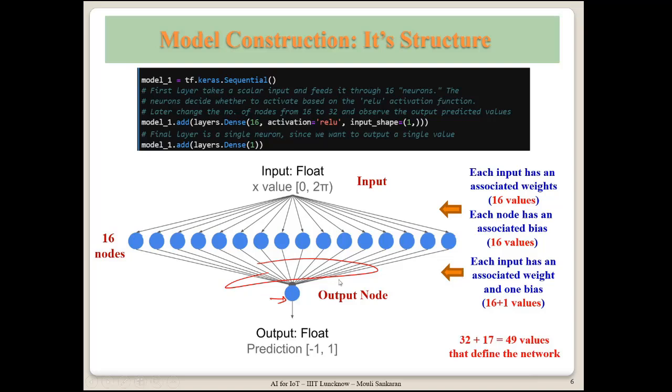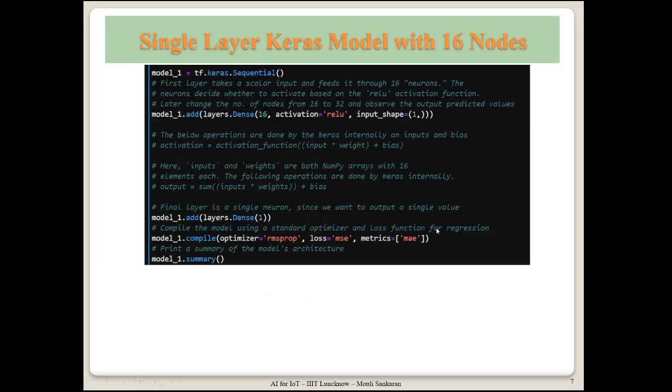So how many parameters are configurable? There are 49 parameters which can be learned or configured to get the output that we need. Okay, I hope this is clear. Now I am showing you a little more. This you have already seen, building the network.